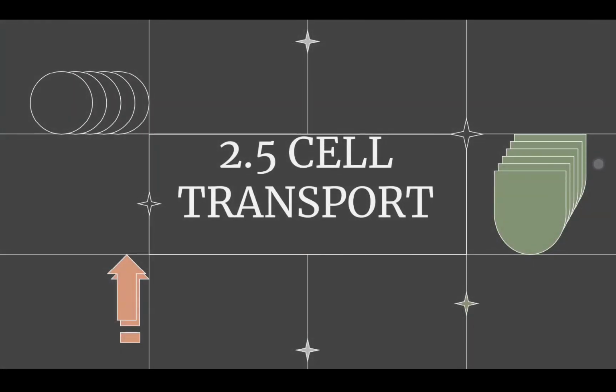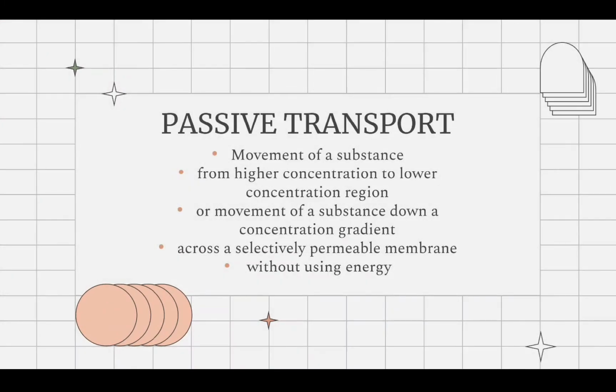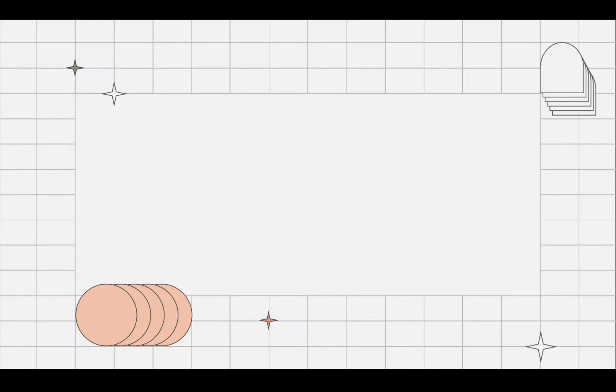Next, cell transport. Passive transport is the movement of substance from higher concentration to lower concentration region or movement of a substance down a concentration gradient across a selectively permeable membrane without using energy.